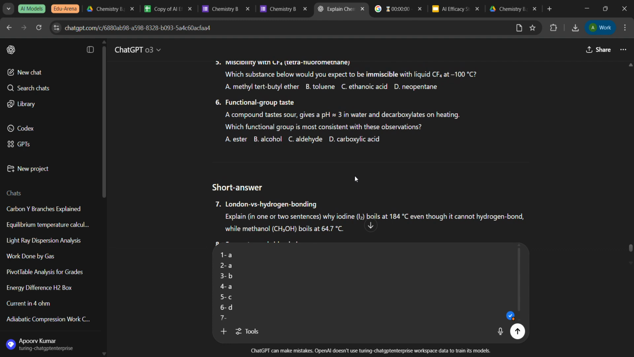Explain in one or two sentences why I do boil at 100. Okay, so the iodine molecule has a greater electron cloud, which results in greater London forces. Hence, it boils at a higher temperature than methanol.